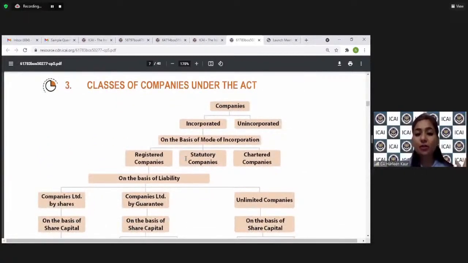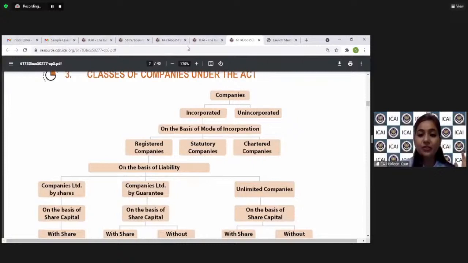So this is the chart of companies. This is how the companies are described. Number 1, I told you, incorporated companies are those which are incorporated and get the registration certificate. Unincorporated doesn't have a chart below it. Can you see? It doesn't have a chart below it because these are the companies which have just been opened, but they have not been incorporated. They have not obtained the registration certificate.